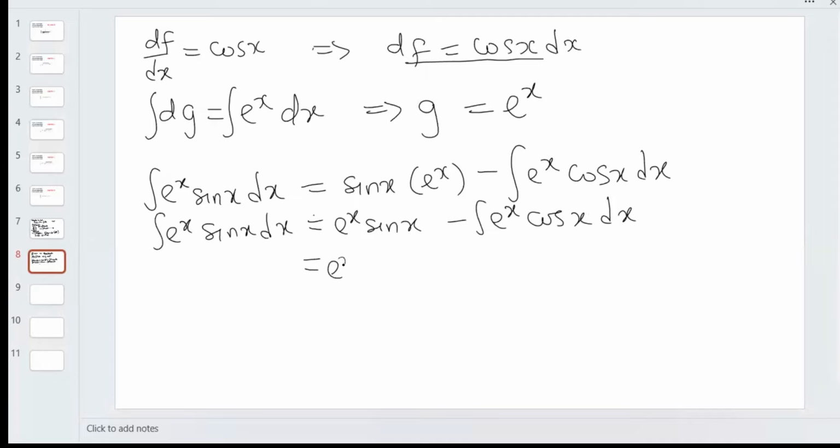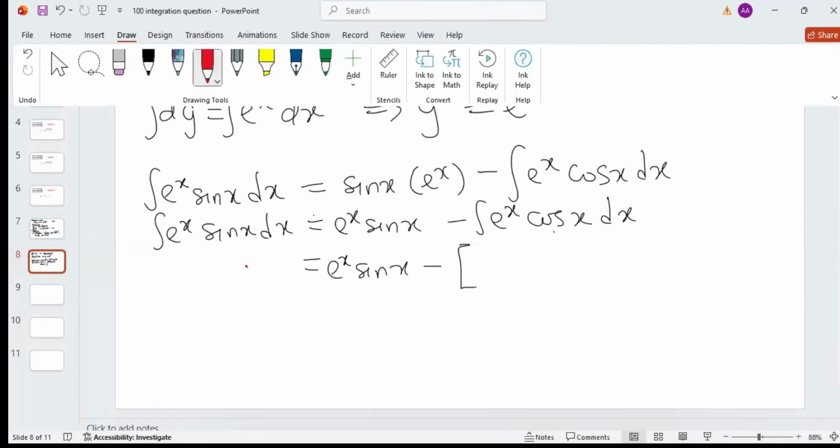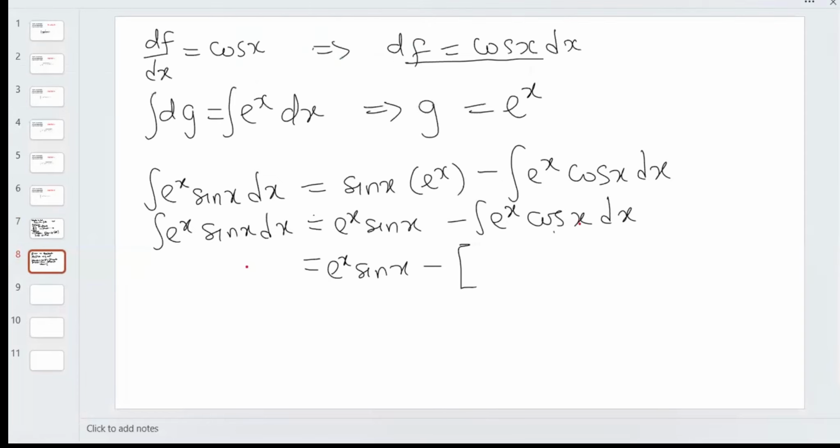So this can be exponential x sine x minus. Now, let me change my ink. We know that the cos x in this place will be our new f, the same way we say u, because if we go back to LIATE, trigonometry comes before exponential. So we'll say this is u, cos x, and then this will be the v, or as we have it, the g, since we are using g. So it means I'll have this guy to integrate.